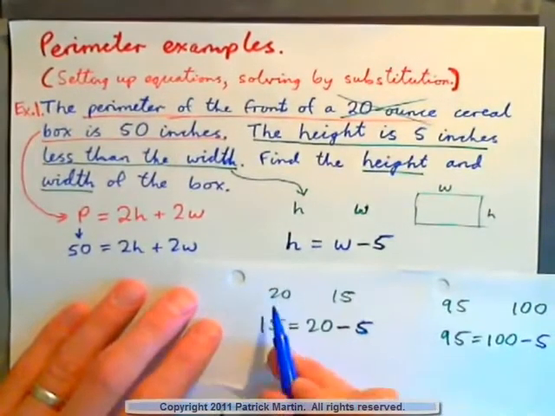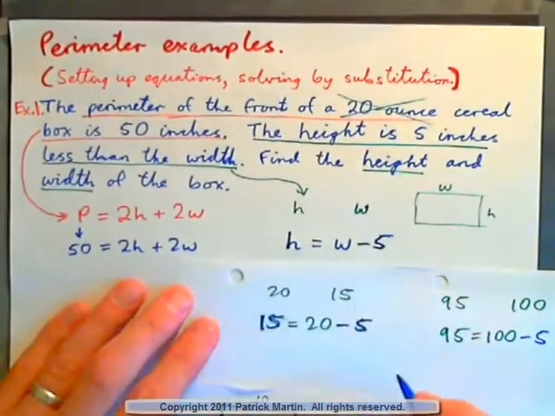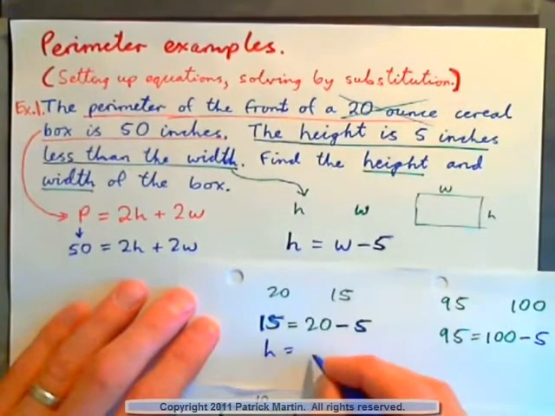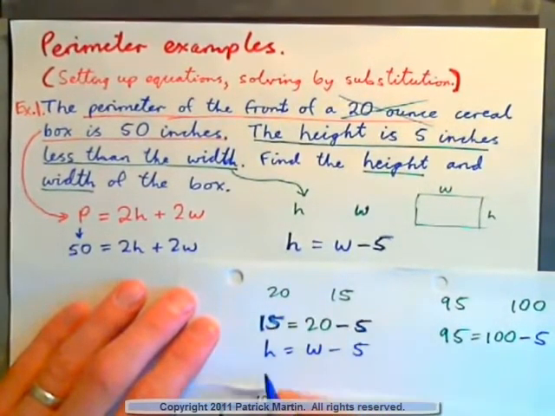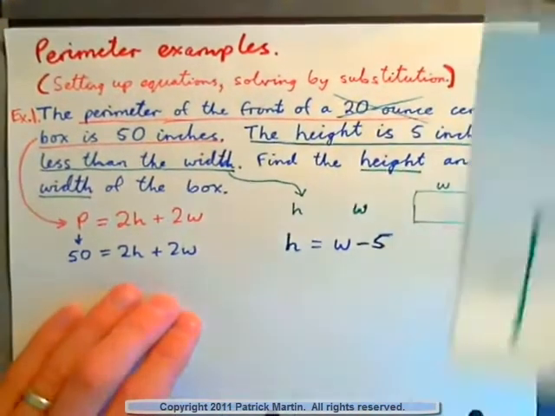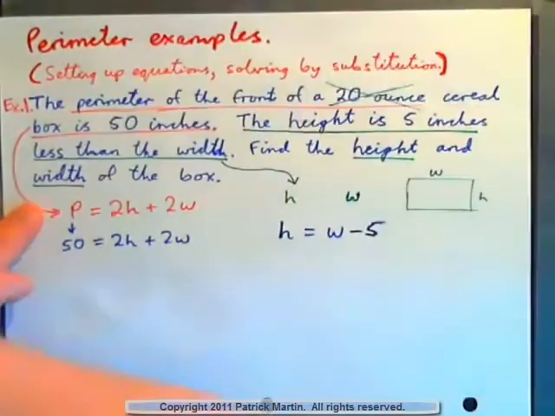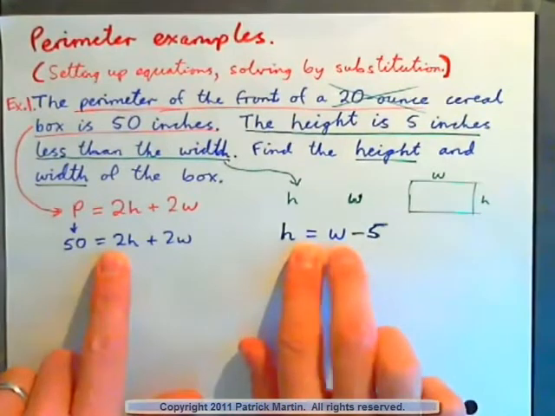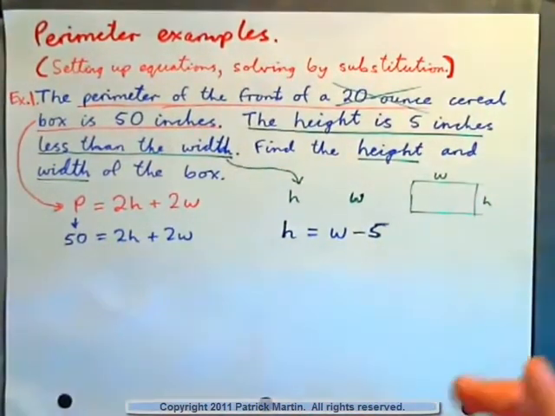Because look, if height was 15 and the width was 20, then height equals the width minus 5, 20 minus 5, right? So in any case, these should be our two equations. So we have two equations and two missing numbers, h and w, and obviously substitution is going to work here. So how do we do the substitution?